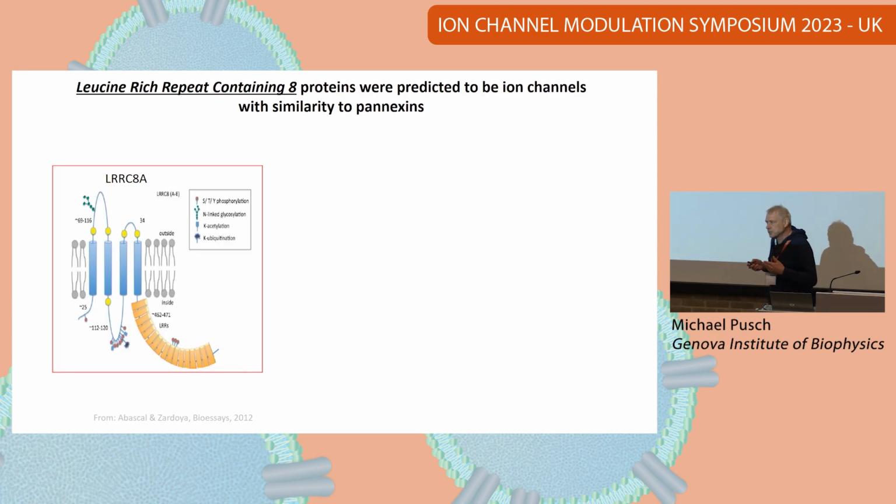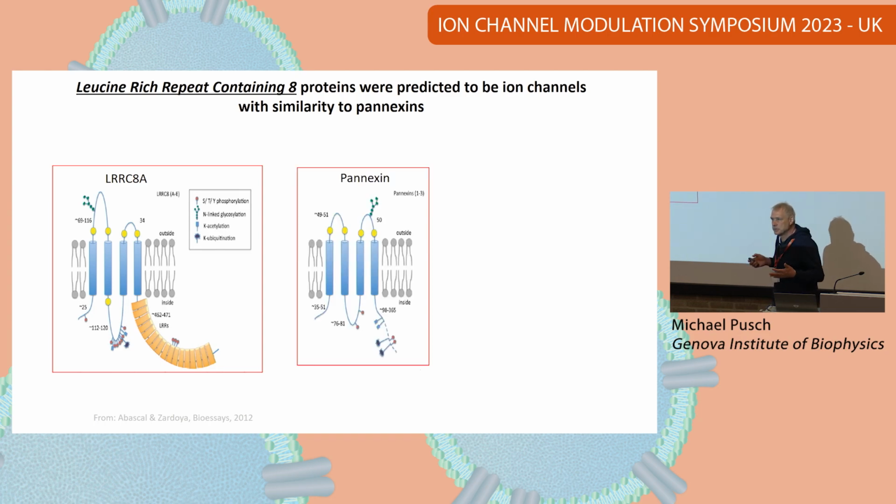Actually, the proteins had been described already earlier just because of sequence similarity. Abascal and Zardoya found that these LRRC8 proteins most likely have 4 transmembrane domains, and they have a channel-like appearance, and they have some similarity to pannexins. Pannexins had already been known before, and have the same topology. There is some sequence similarity. In addition, this is also the name-giving feature of these proteins: they have leucine-rich repeats at their C-terminus. There are like 18 or so leucine-rich repeats.